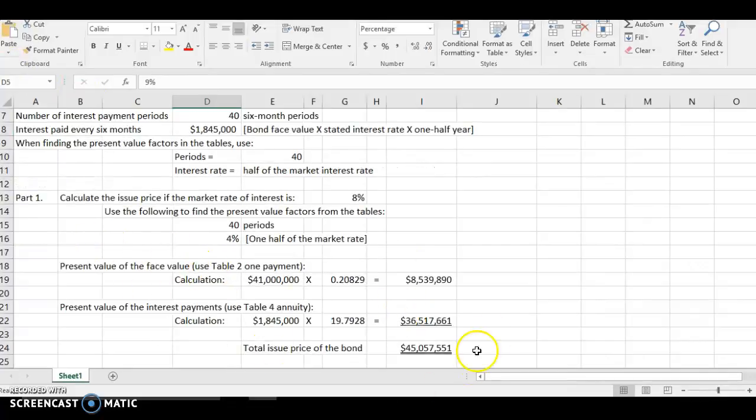You can see along here I have the problem already solved. What I'm going to do is remove these factors and show you where I get these. Take those out. So now we don't have either of these numbers, the results yet. What we need to do is calculate the present value of the face value. So we're going to take $41 million times a certain factor from the table. Then we need to find the present value of all the interest payments. Each 6-month period, we will pay $1,845,000 in interest.